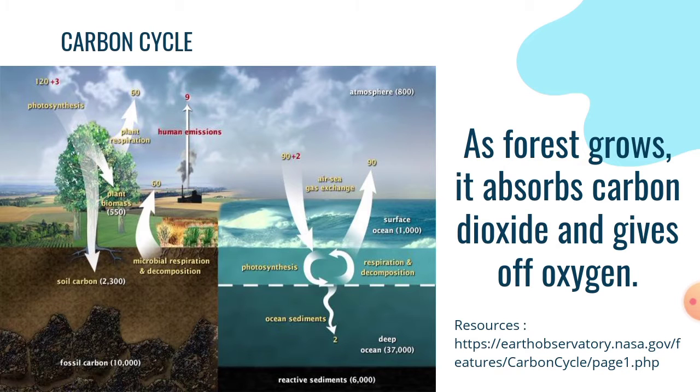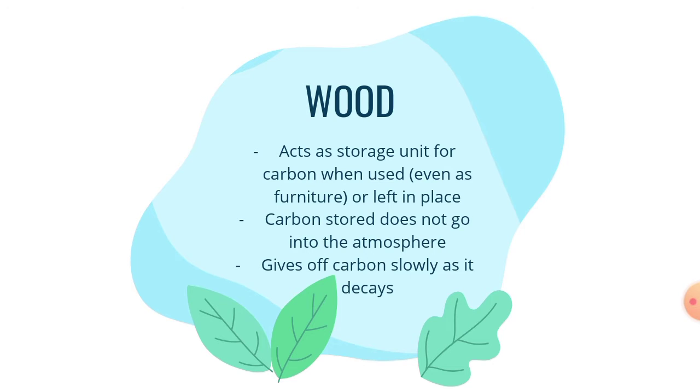Carbon dioxide is one of the important components for trees to grow. The diagram shows where carbon originates from, where it is released, and how it goes back to the surrounding environment. From the carbon cycle, the forest absorbs carbon dioxide as it grows and releases oxygen to the surroundings. Trees from the forest, when used as wood, act as a storage unit for carbon, and the carbon stored does not go into the atmosphere. The carbon is only released slowly as the wood decays.